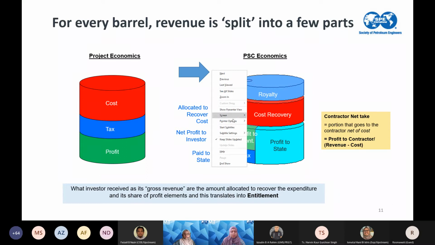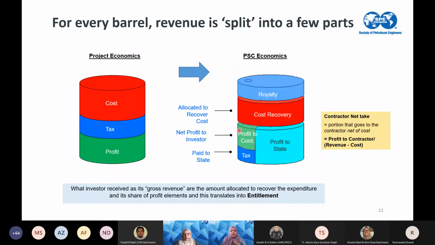Let me just turn on this pointer if I can see it. I can't see it, okay. So if you can see here, pay attention to this part of the chart. Whatever profit is left remaining is split between the state or the host authority and the contractor, and the contractor pays its share of tax from that profit, typically, okay?